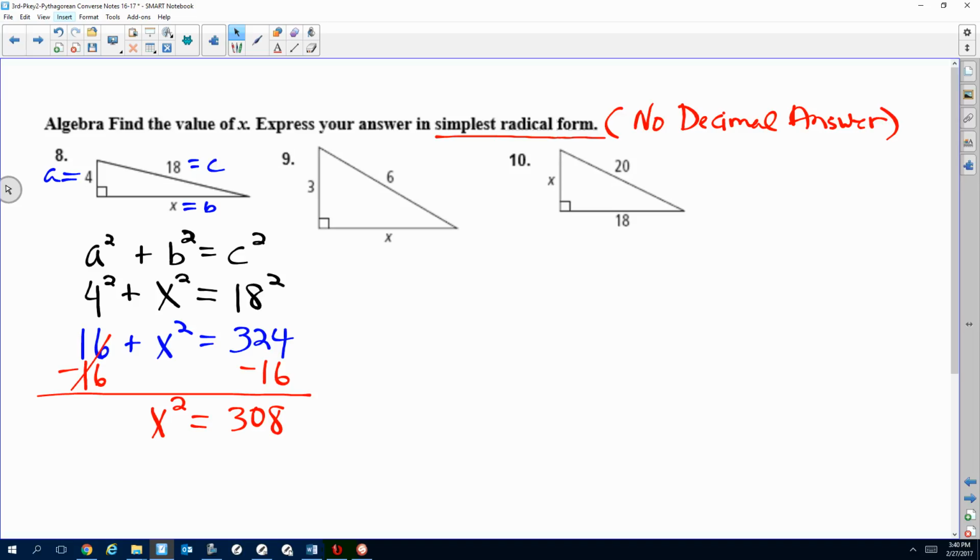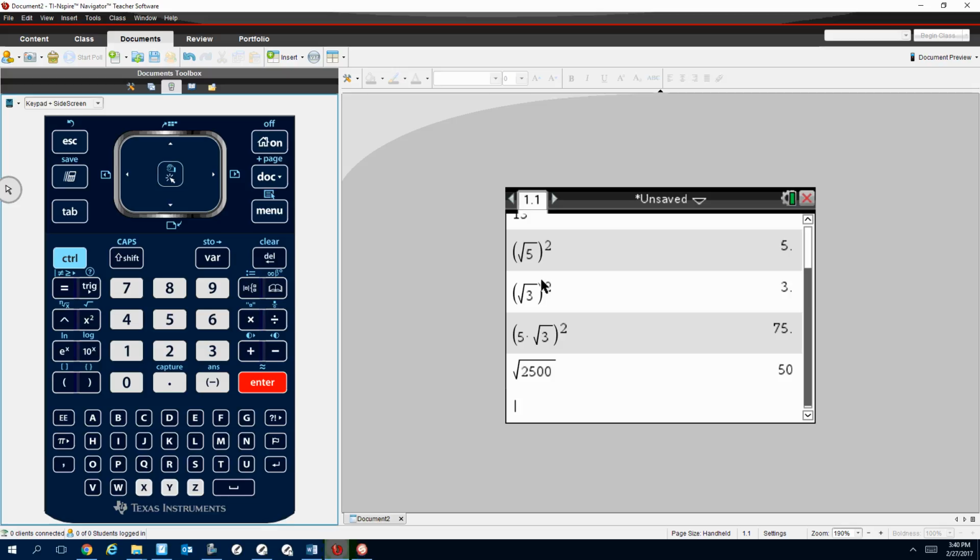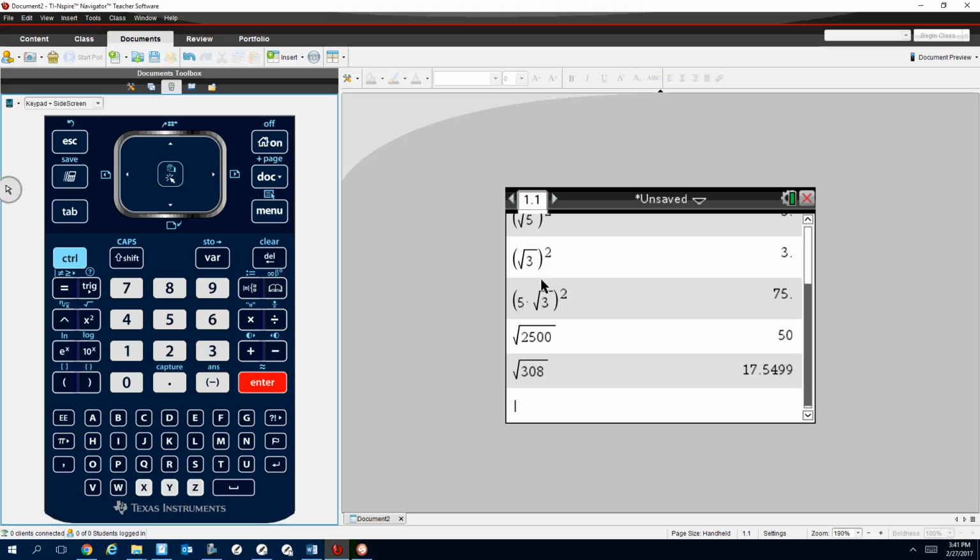Okay, so we're going to have x squared equals 308. And then we're taking the square root. This is when I go to my calculator and put in that 308, hit enter. It's a decimal. Because I said no decimal answer doesn't mean you round it to a whole number. It means that we have to simplify this. We've got to break this down.